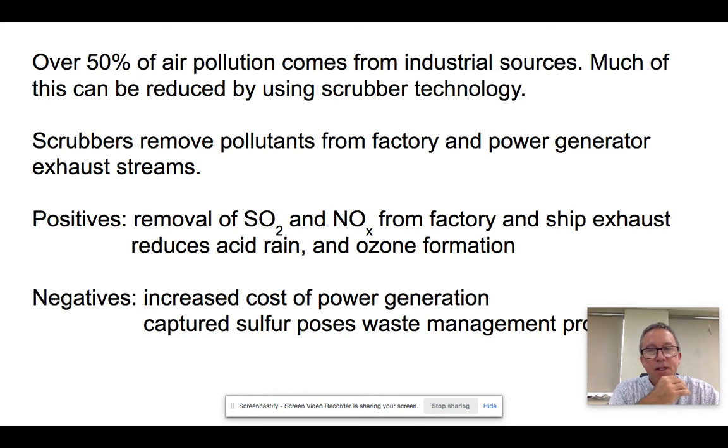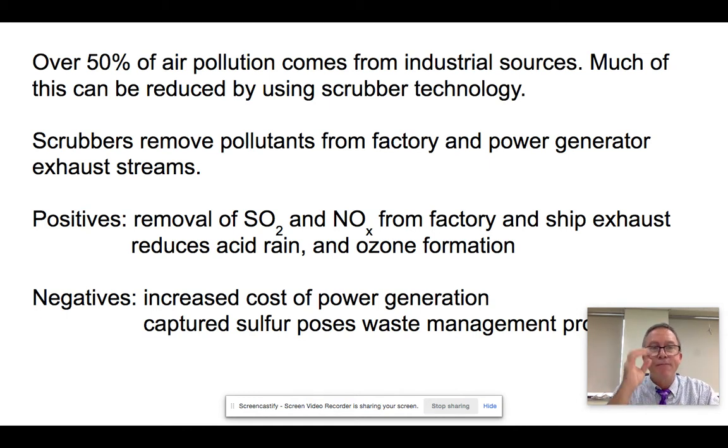So a scrubber is a device that treats the exhaust gases from power generation, basically burning coal, oil, fossil fuels. That exhaust gas carries with it SO2 and NOx and particulate matter. And so how do we subtract out those components from this exhaust stream? We can't take everything out, but we can take out the particulates, the PM10, PM2.5, the SO2, the NOx. We can take that out.